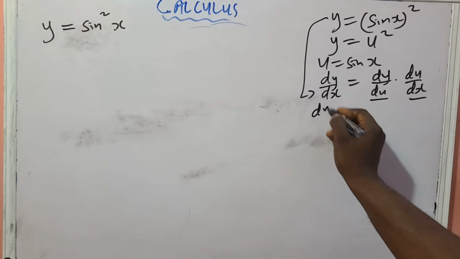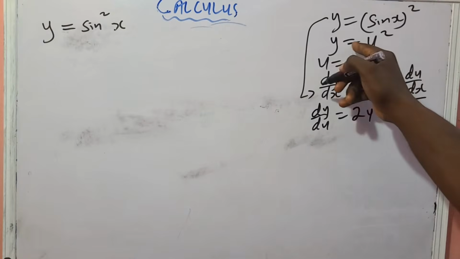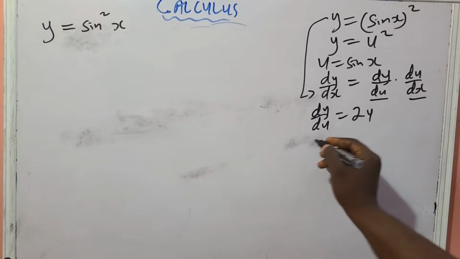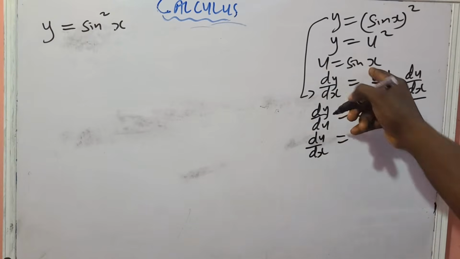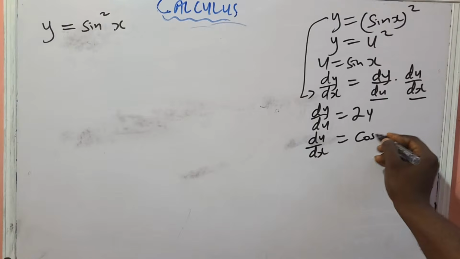So what is dy over du? The dy over du is obviously 2u. Very simple. We are differentiating y with respect to u. That will be 2u. And what is du over dx? u is sine x. So what's du over dx? If you differentiate sine x, you get cos x.